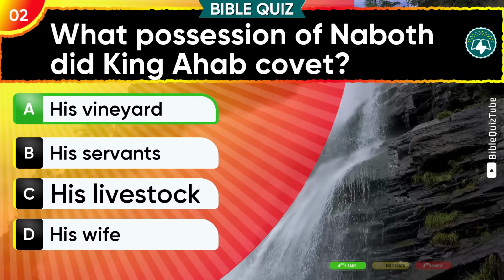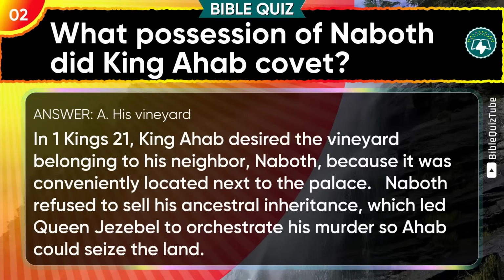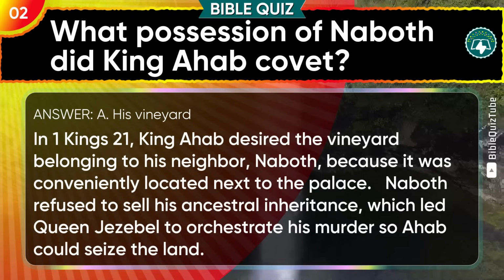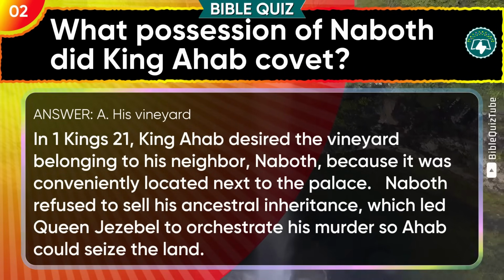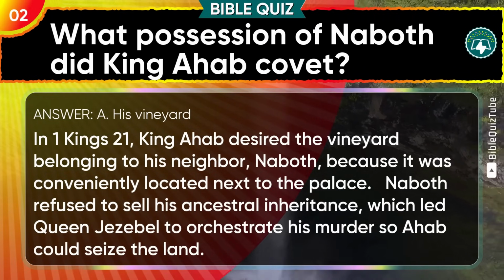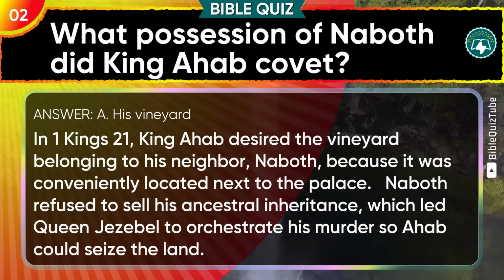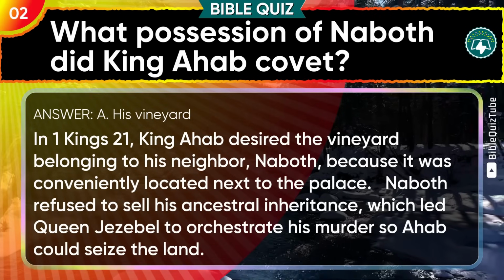Right on target. The answer is A. His vineyard. The explanation. In 1 Kings 21, King Ahab desired the vineyard belonging to his neighbor, Naboth, because it was conveniently located next to the palace. Naboth refused to sell his ancestral inheritance, which led Queen Jezebel to orchestrate his murder so Ahab could seize the land.